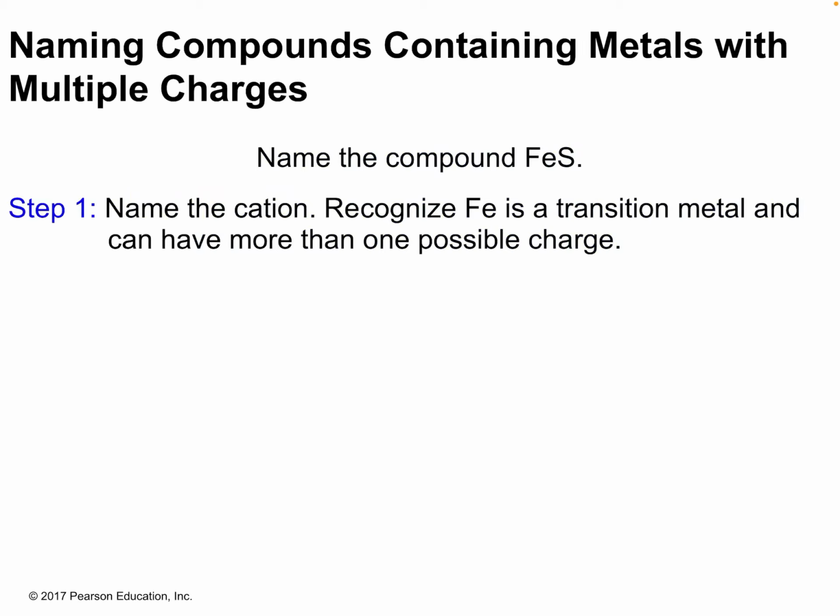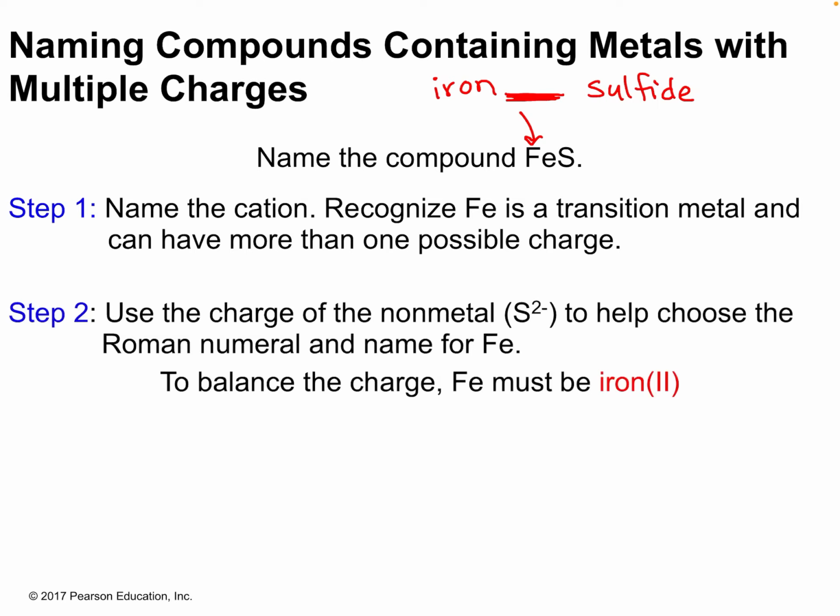So we notice, though, that iron is a transition metal. So that means we're going to have a Roman numeral. So we know that it's going to be iron something sulfide. Okay, because iron's a metal, so its name stays the same, but it's a transition metal, so we need to have some kind of Roman numeral. And then sulfur is our nonmetal, so we're going to change it to be sulfide. So right now we just need to figure out, okay, what is that Roman numeral?